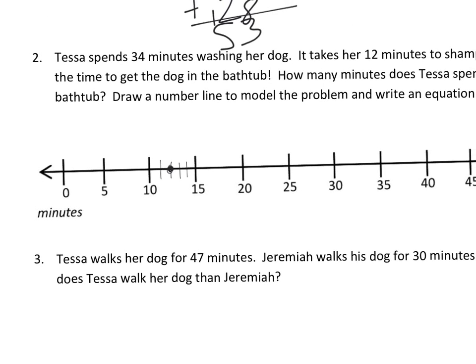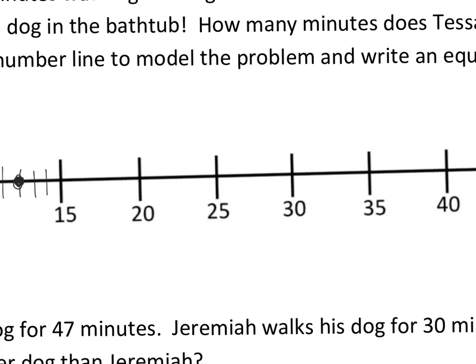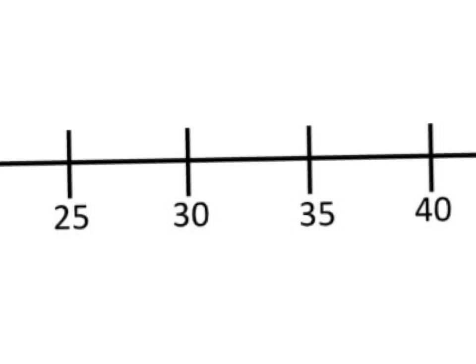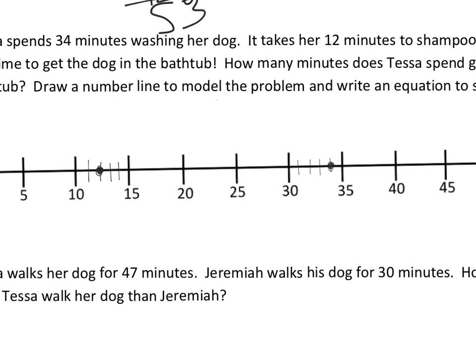Now, I know my total was 34, so I need to plot 34 also, and then I need to figure out the distance between 12 and 34. So 34 I know is going to come between 30 and 35. 30, 31, 32, 33, 34, 35. Okay, so now I just need to count my jumps in between 12 and 34. Let's make minute jumps first. 1, 2, 3. 1, 2, 3, 4. So I have 3 and 4. 5, 10, 15.